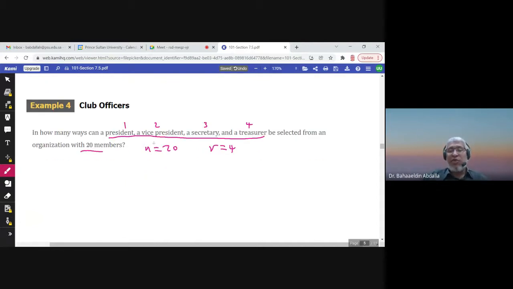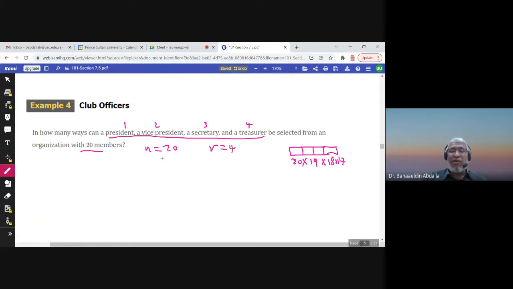You can answer this question by 2 different methods. Either you use the fundamental counting principle, and please refer to the previous video for that, and you have 4 people to choose. You can say, in how many ways can I choose the president, the first person? Well, I have 20 people to choose from. And once you choose the president, now choose the vice president, and you have 19 people left because we have already chosen the president. So you can answer this question like this: 20 times 19 times 18 times 17.